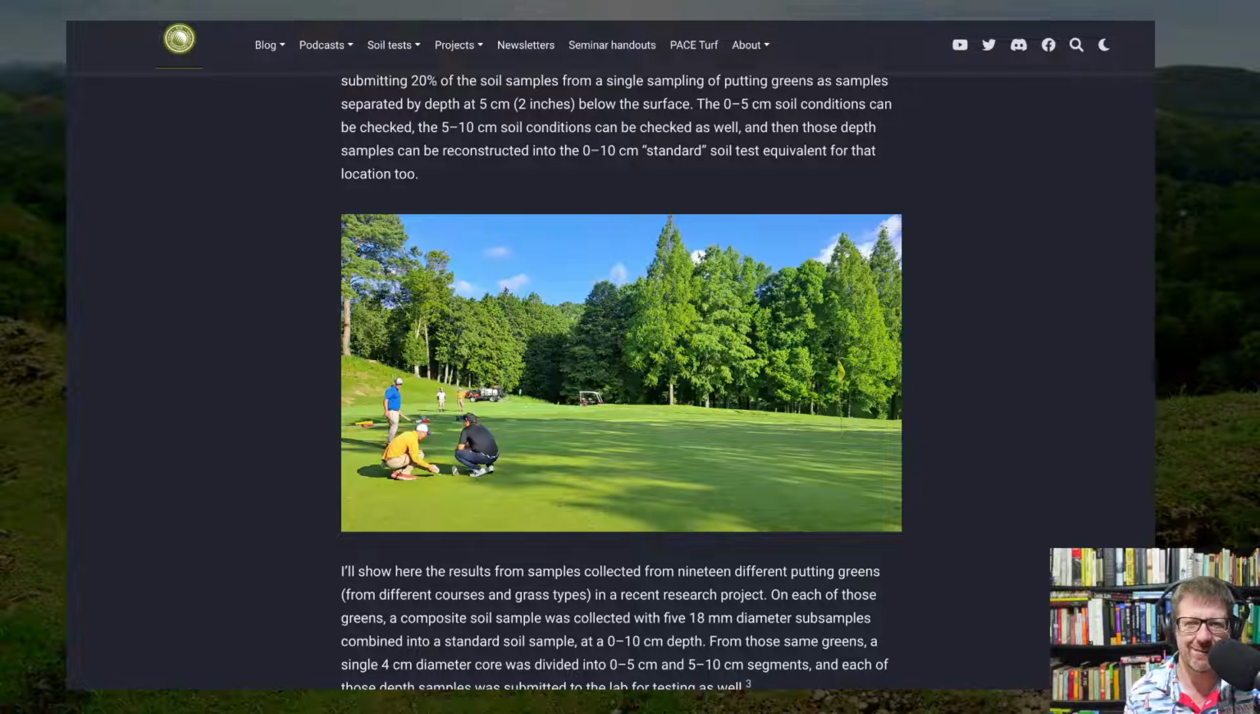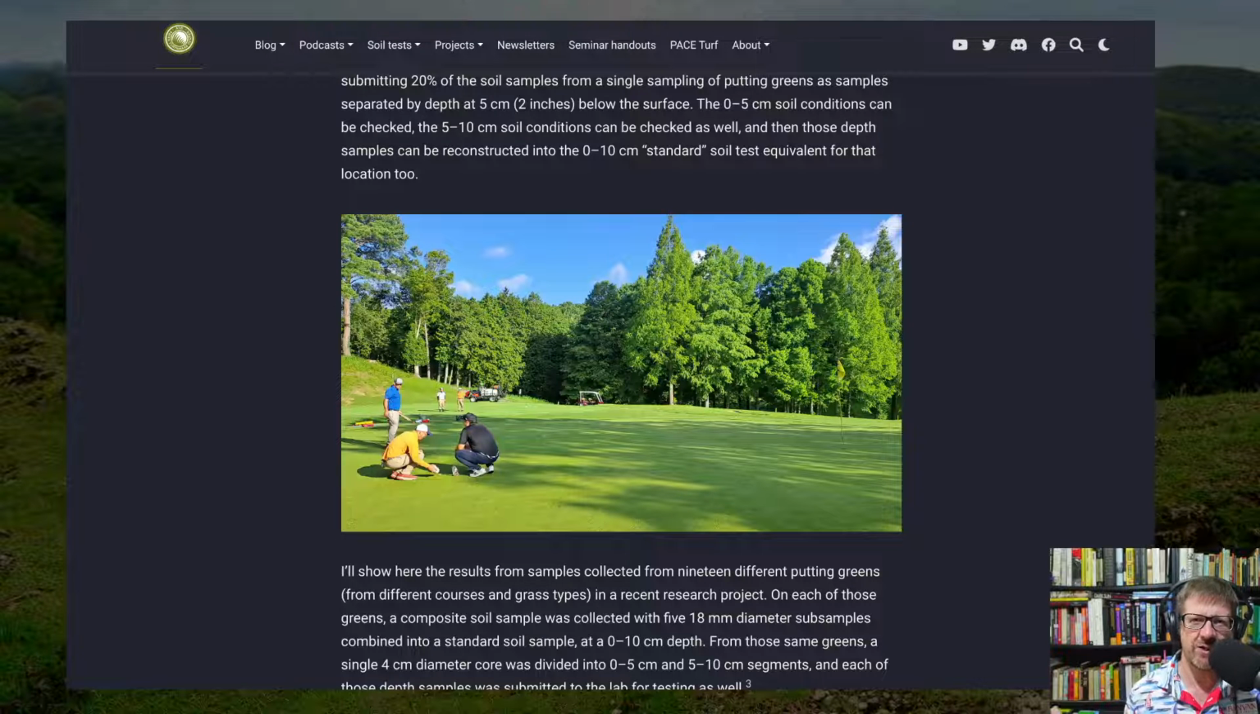The 5 to 10 centimeter segment goes in another bag. Of course, that's 2 samples, so it doubles the cost. But if you just do that on 20% of the samples, you can figure out what the trend is on all of the samples. And then you still get all of the spatial information, the spatial variability from submitting from multiple greens.